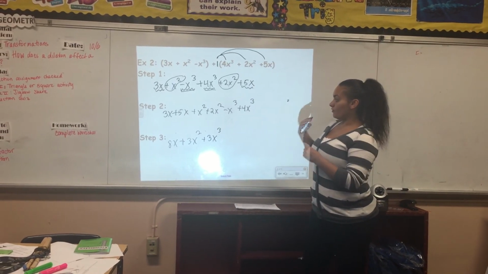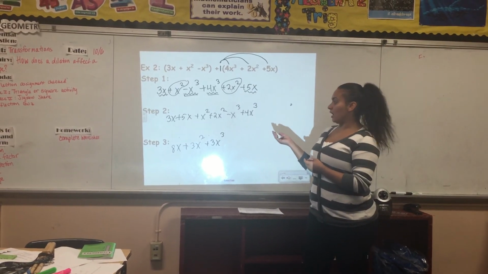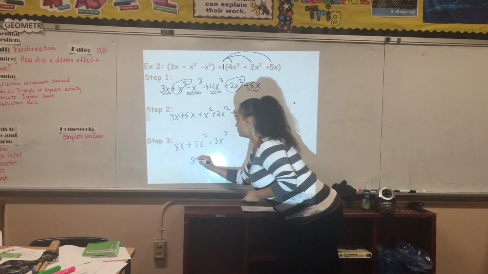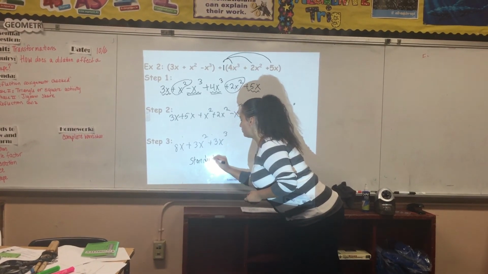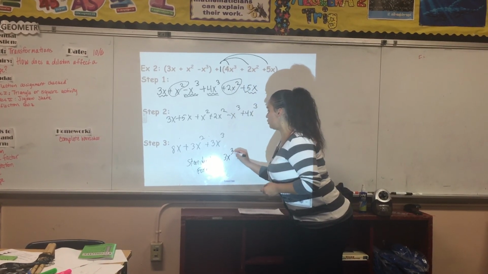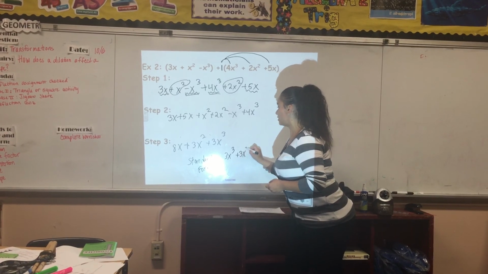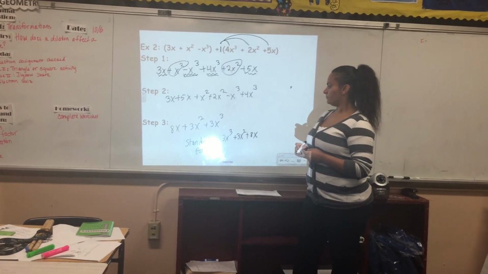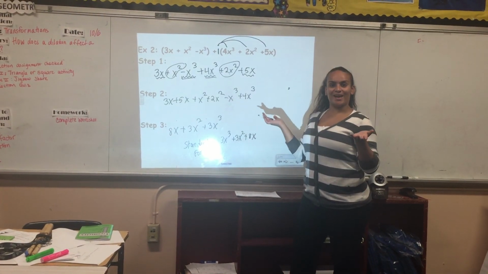So notice, we've combined our like terms, but our exponents aren't arranged from highest to lowest. So let's just put this in standard form. So you'll get 3x to the third, that's the highest power, plus 3x squared plus 8x. And this is how you add polynomials.